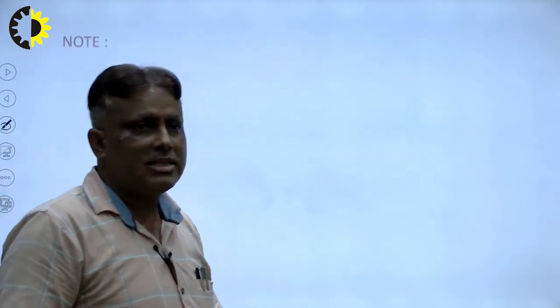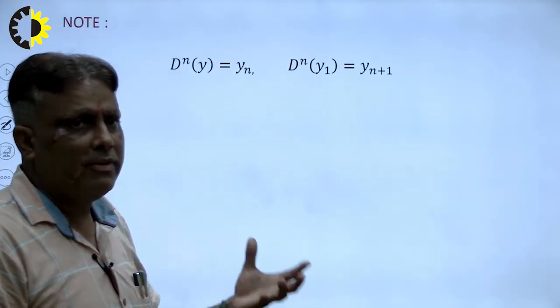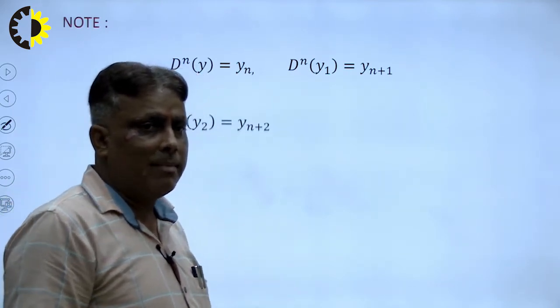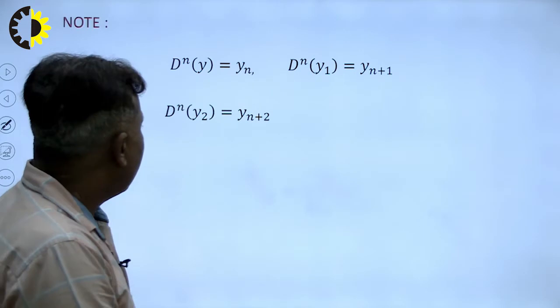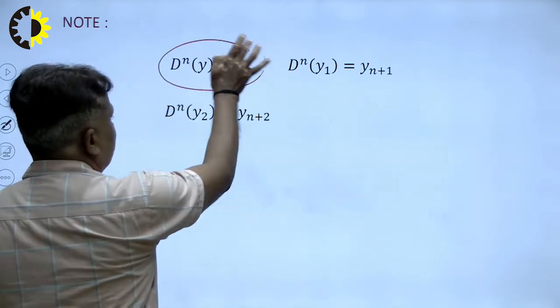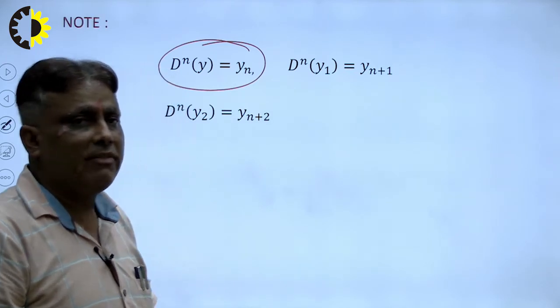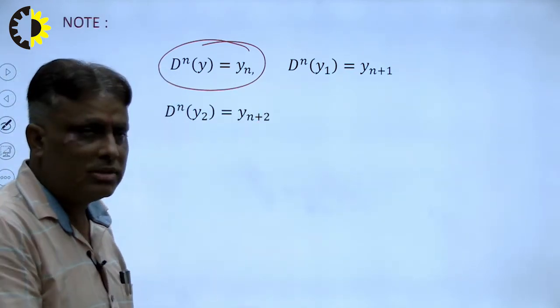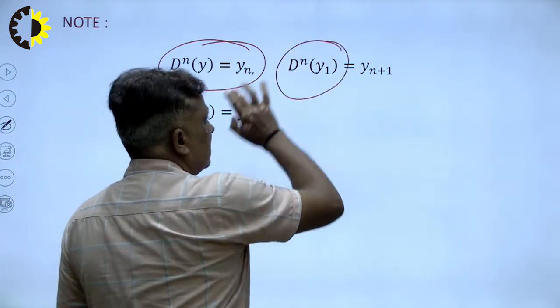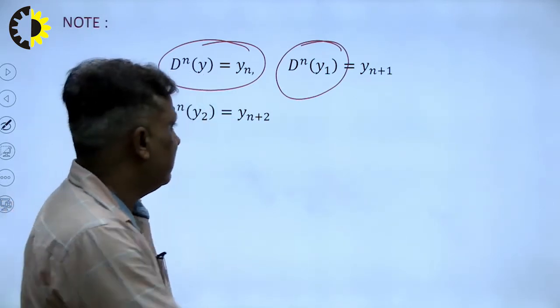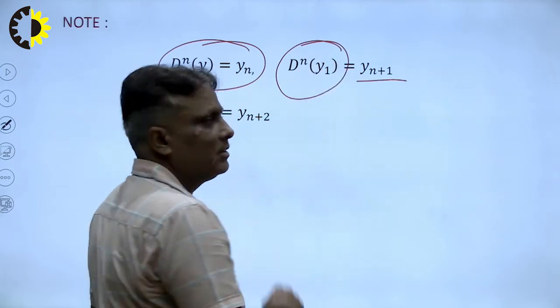Suppose I consider a problem here. Before solving the problem, there are some formulas to remember. What is the meaning of these terms? The nth derivative of y, so the result will be yn, right? Now next, what will be this term? The nth derivative of y1. The result will be yn plus 1, both are added here, right?